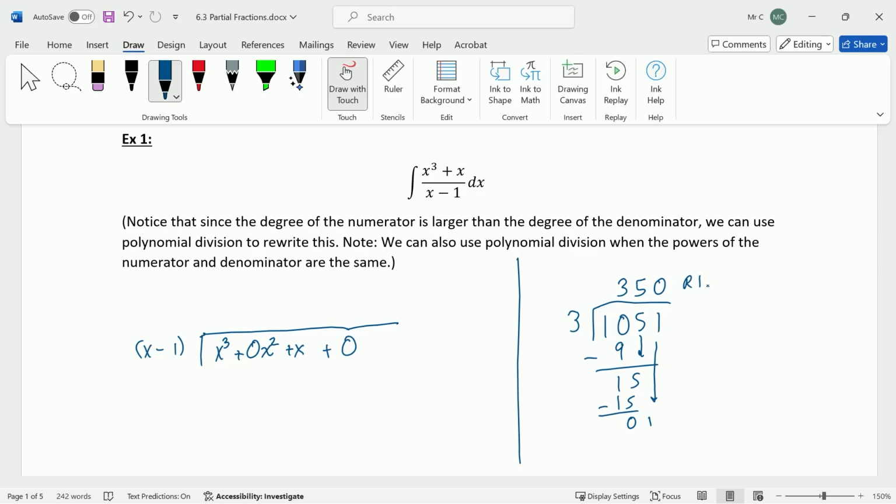And what does this say? What am I really saying here? I'm saying that when I take 1051 and divide it by 3, that's the same thing as 350 plus 1/3. And that's really the key here. This is the part that we care about, because that's what we're doing with these polynomials, is we're rewriting them as a whole polynomial plus a fraction over the divisor here.